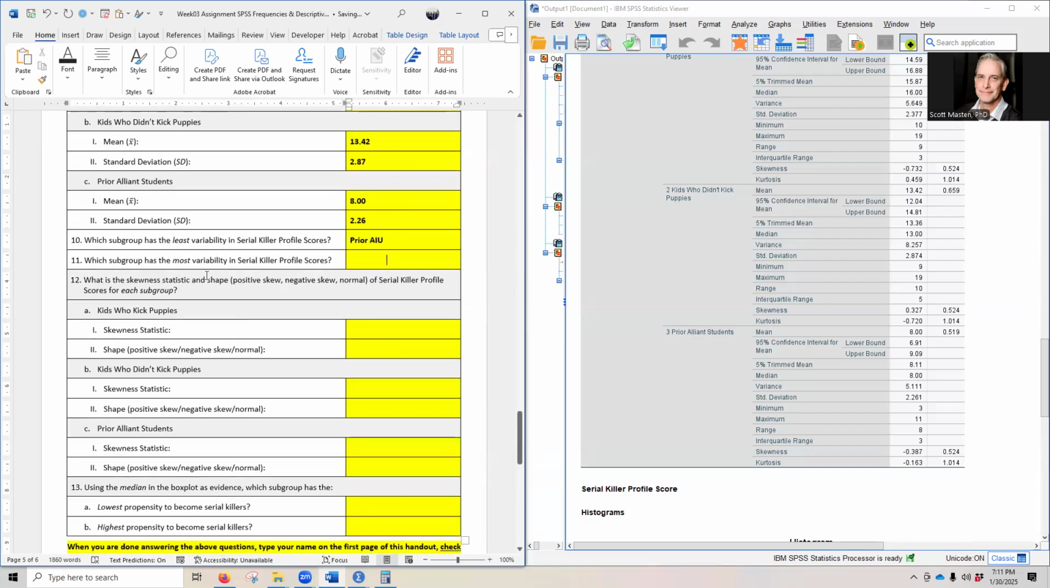Prior alliance students had the least amount of variability. Which group had the most? That was the question I was answering first. So now we're just looking for the biggest standard deviation: 2.37, 2.87, 2.26. It's 2.87. So kids who didn't kick puppies had the most variability in their scores.